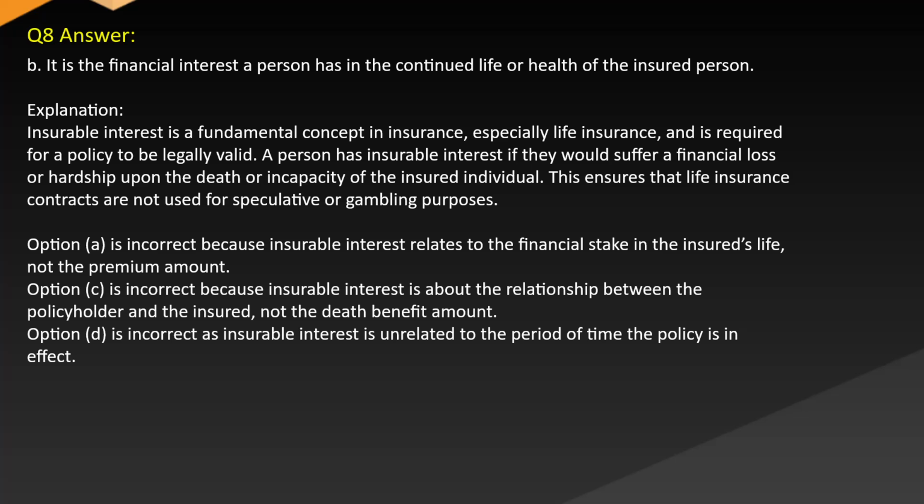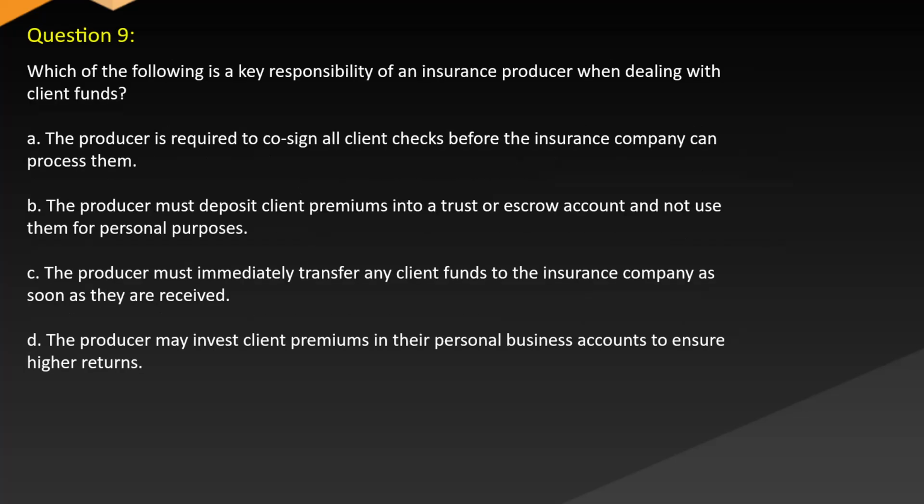Option A is incorrect because insurable interest relates to the financial stake in the insured's life, not the premium amount. Option C is incorrect because insurable interest is about the relationship between the policyholder and the insured, not the death benefit amount. Option D is incorrect as insurable interest is unrelated to the period of time the policy is in effect. Question 9. Which of the following is a key responsibility of an insurance producer when dealing with client funds?